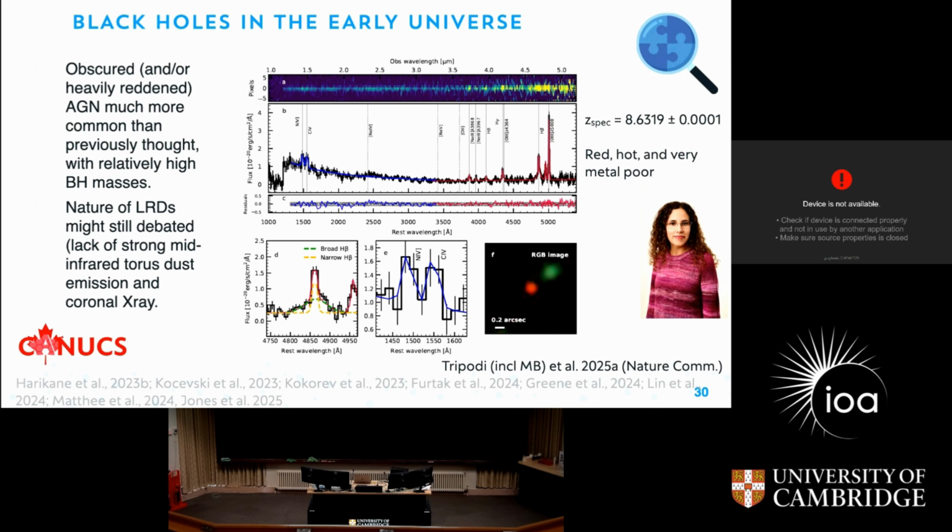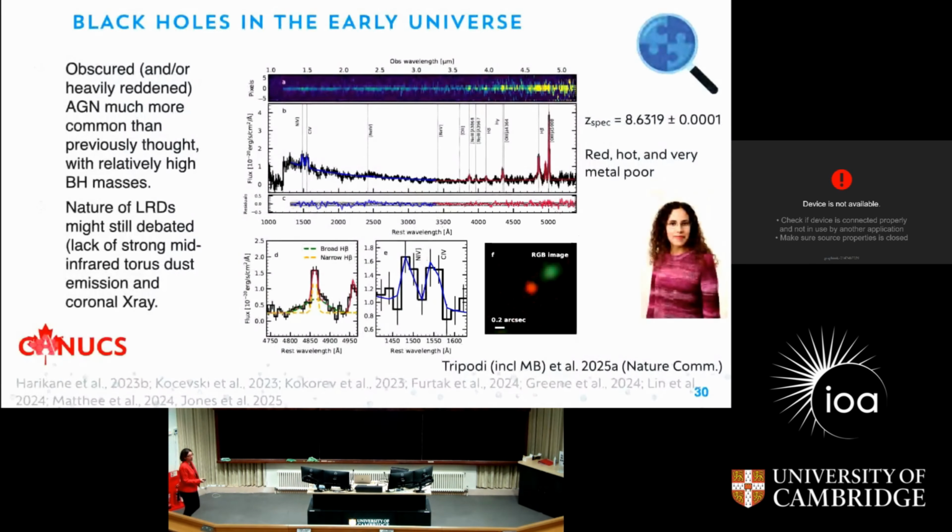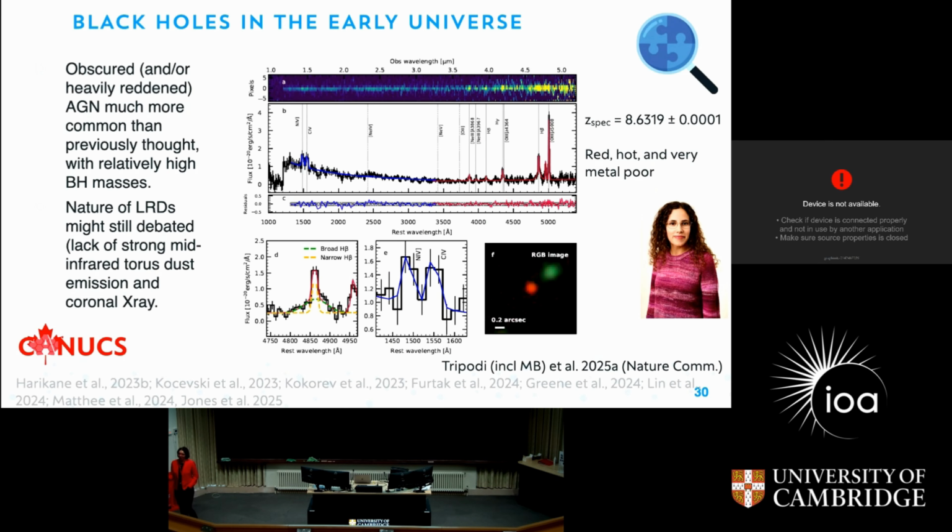So here is an example that was published by Roberta Tripodi, who was my postdoc. And this is going to be published in Nature Communications. I mean, it just got accepted, so we're very happy about it. This is a little red dot, which are these enigmatic sources. Here you see an image of it. It's little, it's red, and it's a dot. So very imaginatively, we call them little red dots.